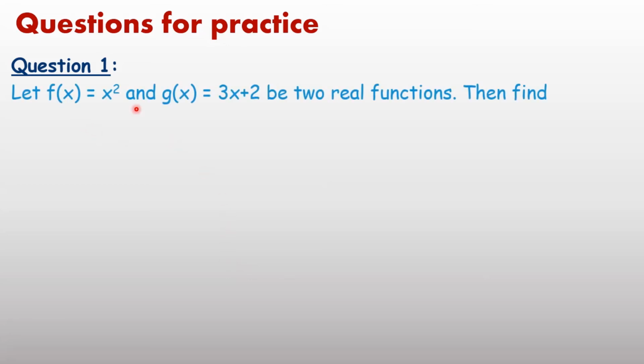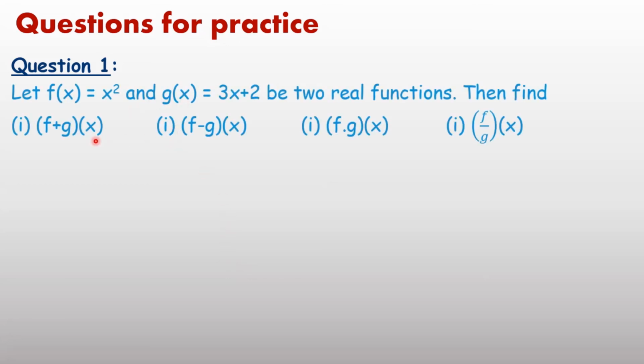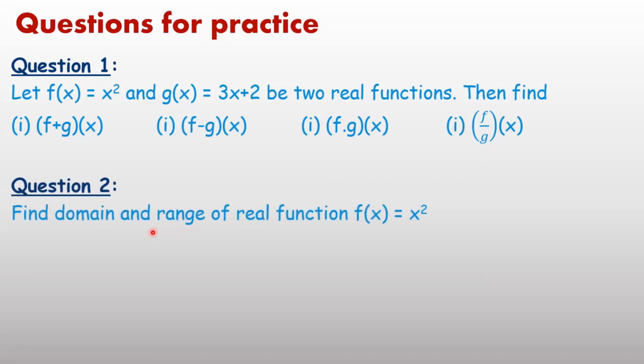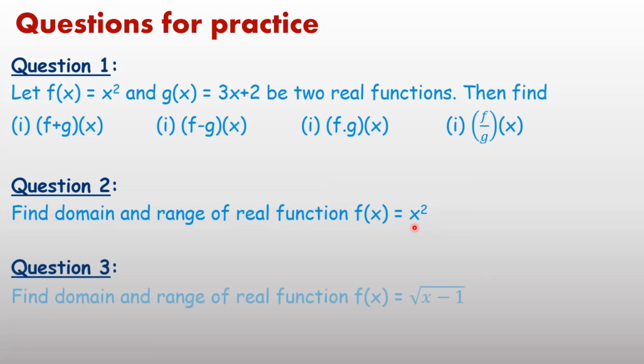Some questions for practice. f(x) and g(x) are given, you have to find (f plus g)(x), (f minus g)(x), (f into g)(x), and (f upon g)(x). Second question, find the domain and range of the function f(x) equal to x square. And third question, you have to find the domain and range of the real function f(x) equal to under root x minus 1. You have to complete these three questions and give the answer.